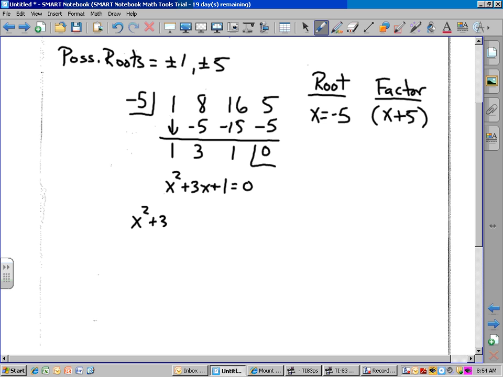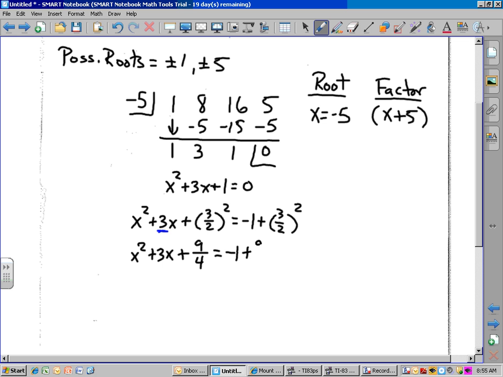x squared plus 3x. We're going to move the number over and replace it with a quantity squared. What goes in a quantity squared is half of this number right here in front of x. So half of 3 is 3/2. So we get x squared plus 3x plus 9/4. And on this side, we'll get -1 plus 9/4.